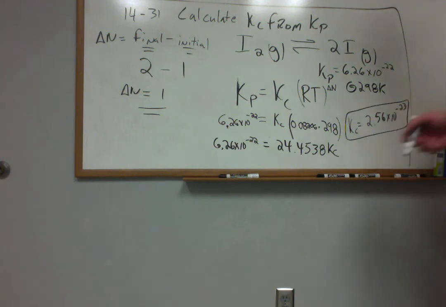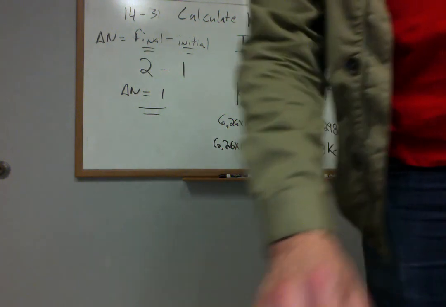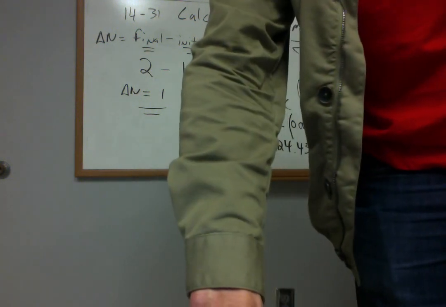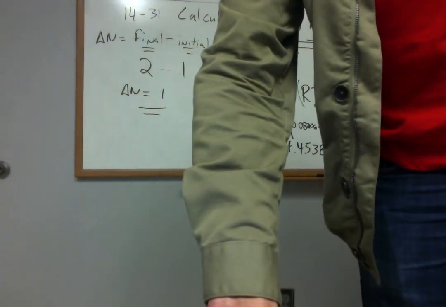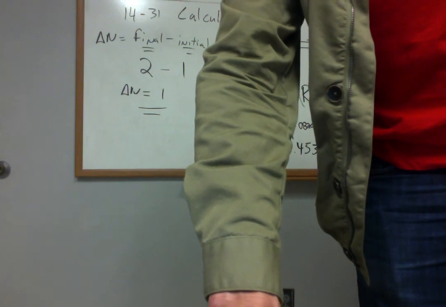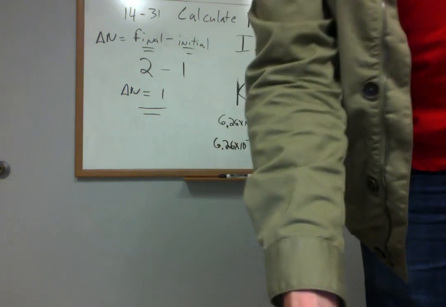So I simply did a conversion between the two. The rest of the problems for this particular example work essentially the same, so I'm not going to work those. There might be a difference in the delta N, but we'll let you figure them out and check your answers at the back of the book.